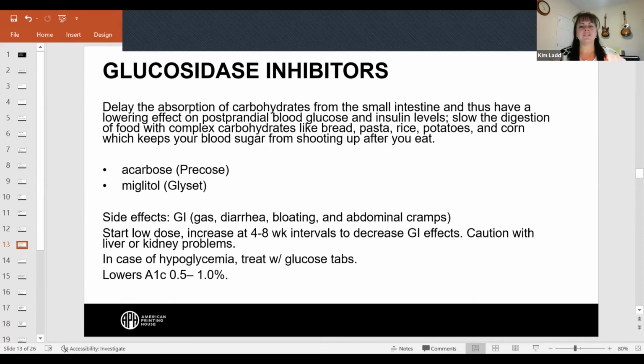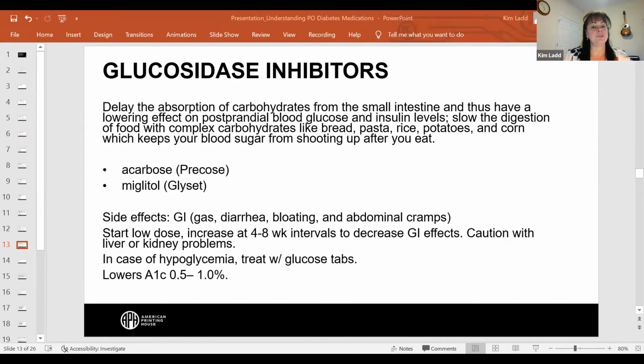All right, the next classification are glucosidase inhibitors. And these medications delay the absorption of carbohydrates from the small intestine, which has a lowering effect on your post-meal blood glucose and insulin levels. Basically, it slows the digestion of food with complex carbohydrates like bread, pasta, potatoes, and corn, which keeps your blood sugar from shooting up after you eat. So these medications are acarbose, also known as Precose, or miglitol, also known as Glyset.